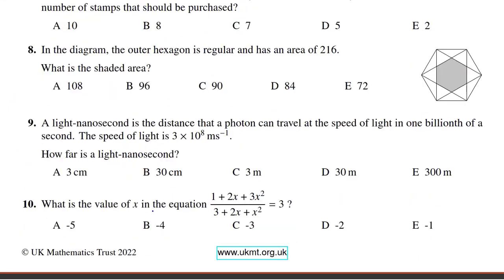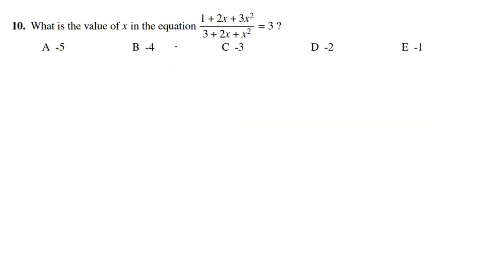Problem 10. What is the value of x in the equation where this equals 3? For this problem, first we cross multiply, and we should pay attention at the end to our answer. For example, if you find x is negative 1, the denominator shouldn't be 0. At the end, we will check. Okay, if we cross multiply, this times 3 equals this times 1. So 1 plus 2x plus 3x squared equals 3 times this: 3 times 3 is 9, 3 times 2x is 6x, plus 3x squared.